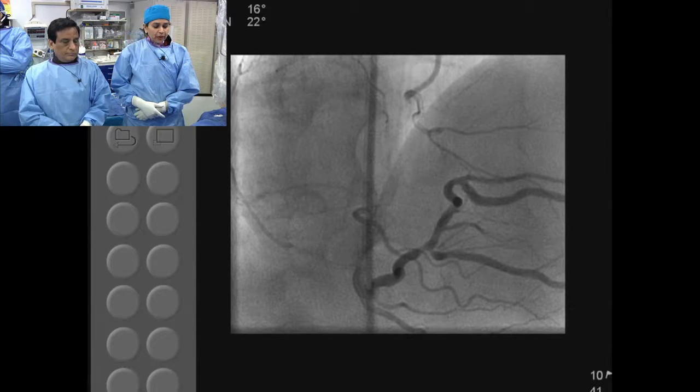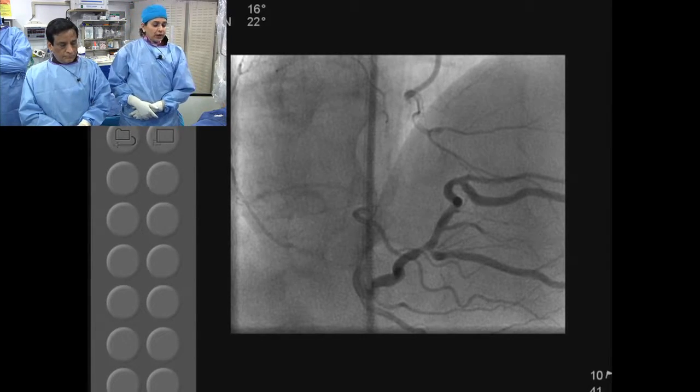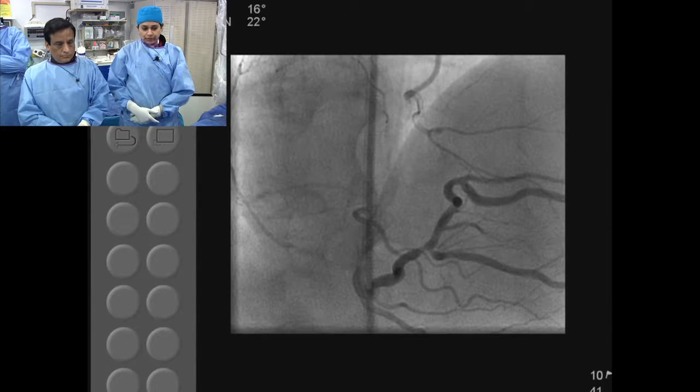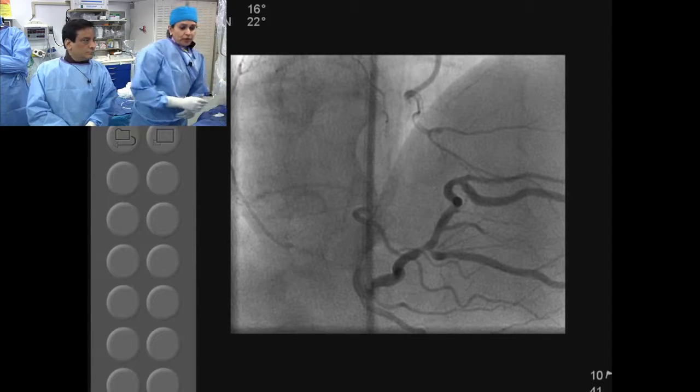For the Venture to make the turn and the curve, you have to give some dye, and you may not be able to do that if the vessel itself is 2.5 or smaller. So that also you have to take into consideration in deciding which particular catheter you are going to be using. So I think in this case we will go with the SuperCross 120.